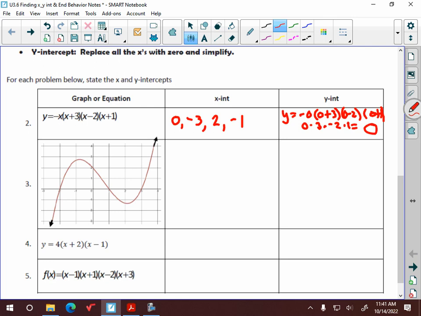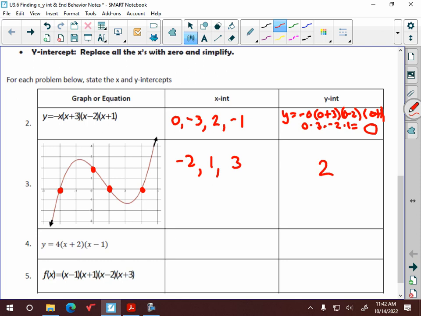All right, so number 3, looking at a graph. Again, the x-intercepts are where the graph crosses the x-axis or touches it. So we can see there's one right here at -2, another one at +1, and then another one at +3. The y-intercept, we can see it crosses up here at +2.